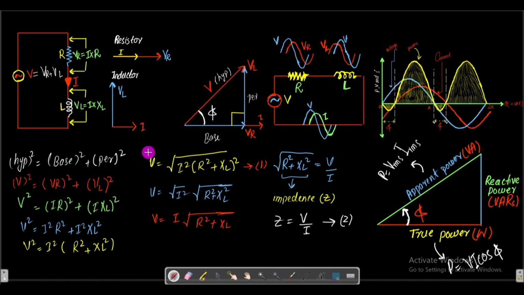First we determined the magnitude of this voltage, then we determined this phi. After that we determined the impedance, the opposition offered to the flow of charges in this circuit, which consists of the resistor R and the inductance L. In this diagram we will apply all these concepts.